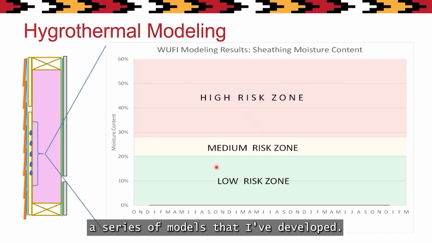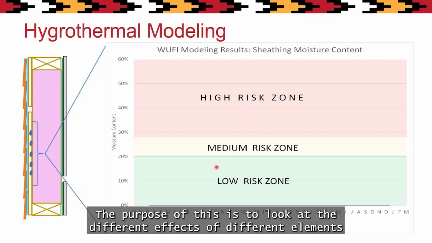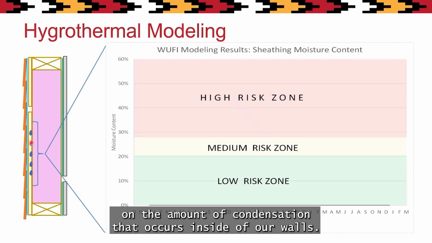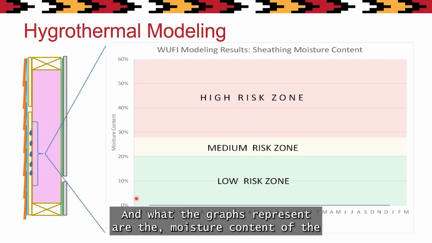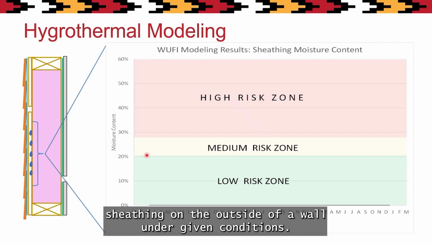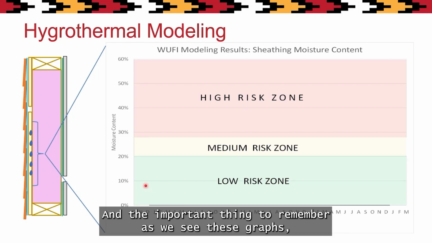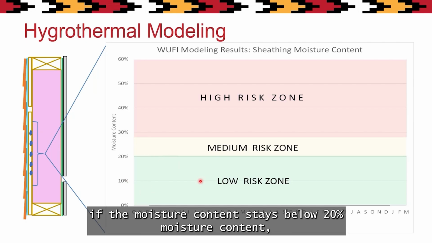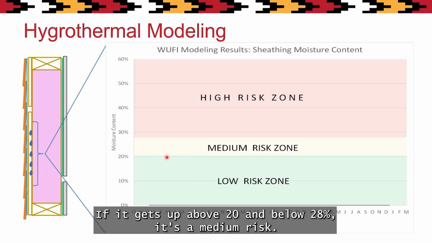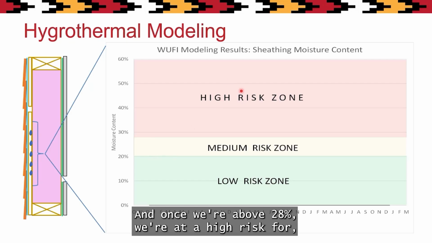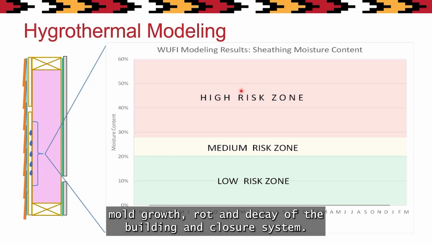I'm now going to go through a series of models that I've developed. The purpose of this is to look at the different effects of different elements on the amount of condensation that occurs inside of our walls. And so what I'm going to show you are a series of graphs. And what the graphs represent are the moisture content of the sheathing on the outside of a wall under given conditions. And the important thing to remember as we see these graphs, if the moisture content stays below 20% moisture content, we have a low risk of mold, rot, and decay. If it gets above 20, below 28%, it's a medium risk. And once we're above 28%, we're at a high risk for mold growth, rot, and decay of the building enclosure system.